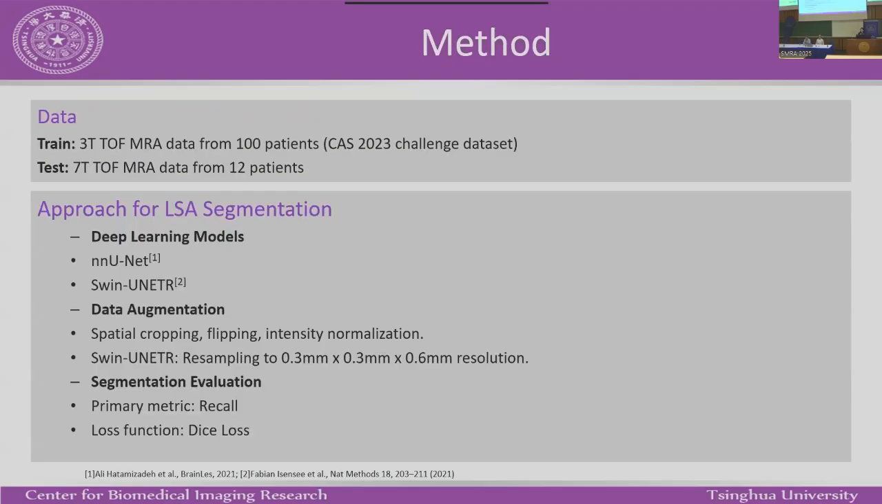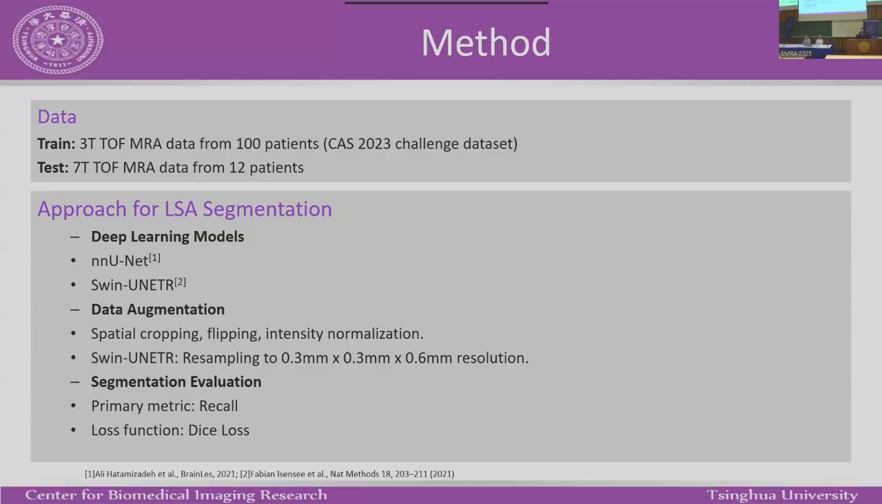clinically useful tool. We used the CAS 2023 challenge dataset, which includes 3T TOF MRA data from 100 patients with intracranial artery stenosis and corresponding segmentation masks. Two deep learning models, NNUNet and SWIN UNET-R, were trained with data augmentation techniques like spatial cropping, flipping, intensity normalization, and for SWIN UNET-R, resampling to 0.3 by 0.3 by 0.6 millimeter resolution.